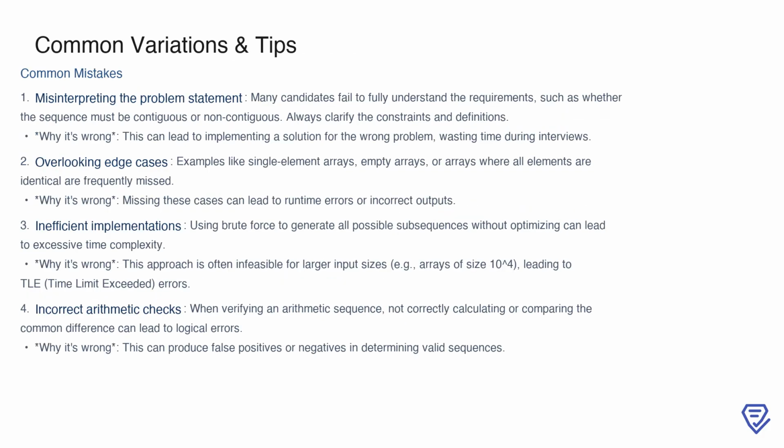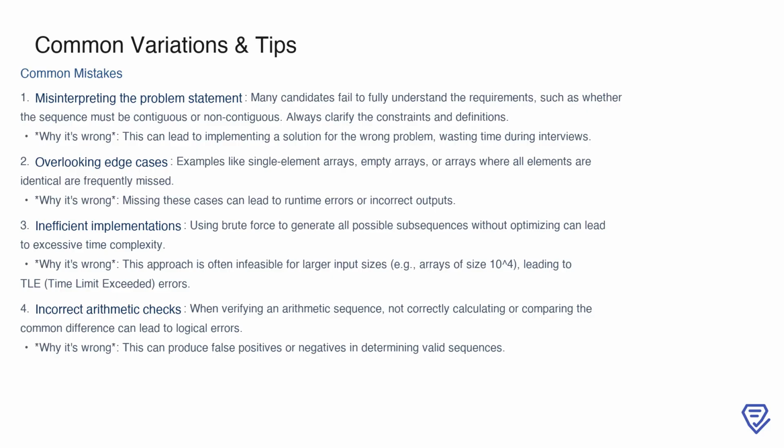When tackling this problem, there are a few common mistakes that candidates should be aware of. First, it's crucial to fully understand the problem statement, particularly whether the sequence needs to be contiguous or can be non-contiguous. Misinterpreting this can lead to implementing a solution for the wrong problem, which wastes valuable time during an interview. Next, overlooking edge cases is another frequent issue. Scenarios like single-element arrays, empty arrays, or arrays where all elements are identical often trip people up. Missing these cases can result in runtime errors or incorrect outputs, which can be costly.